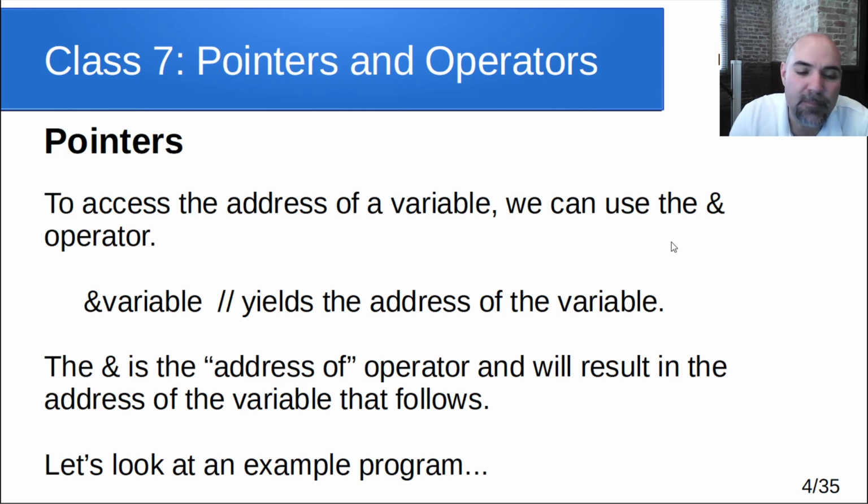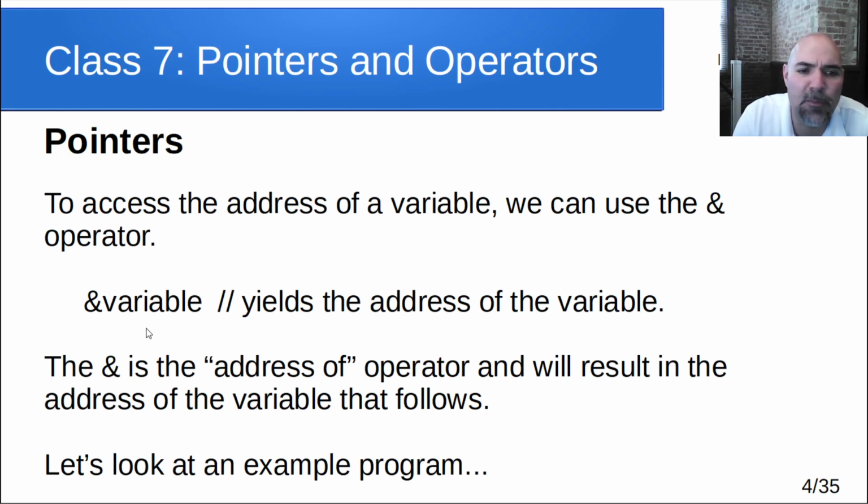That address-of operator results in the address of whatever variable follows it. So for example, ampersand variable means the address of whatever this variable is. If I had a variable I, I could put ampersand I, which I would read as the address of I. In other words, what is the address of where that variable's data is being stored in memory.